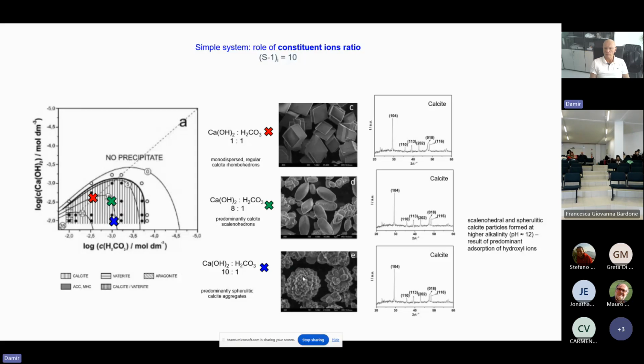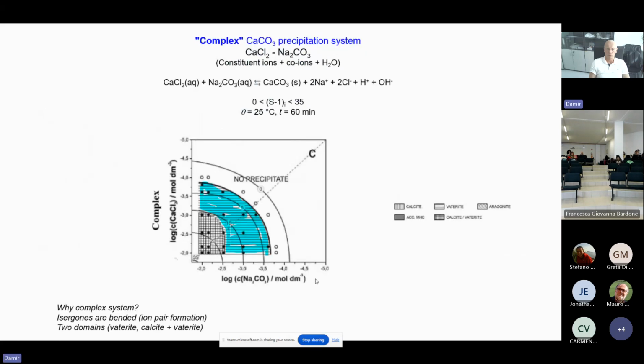Explanation of this is related to the fact that at high pH, the calcite structure can absorb hydroxyl ions, which in turn somehow block the crystal face from entering of calcium and carbonate ions, and the morphology is, as you can see, spherulitic calcite. So that was about the simple system.